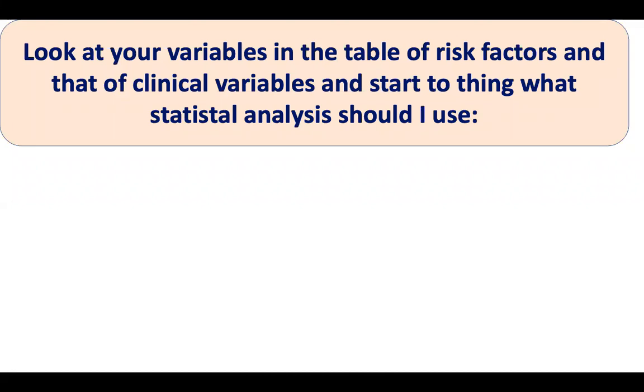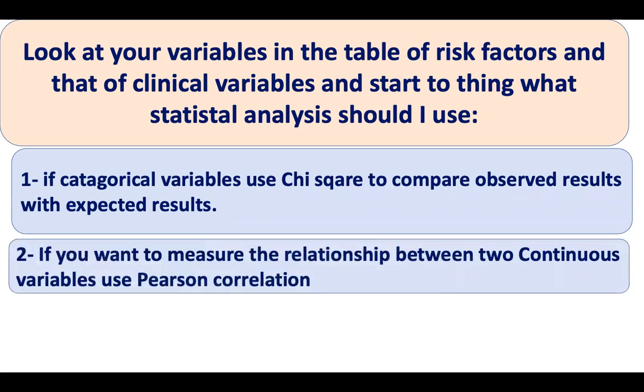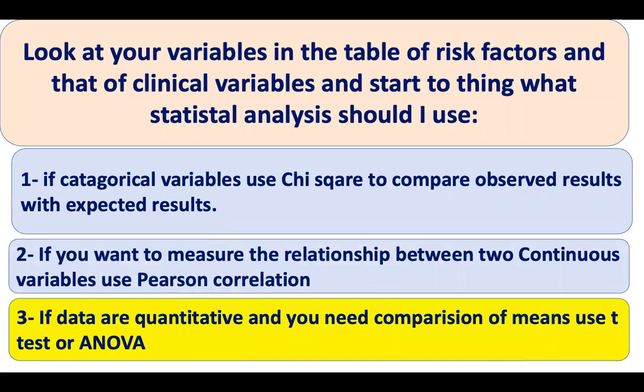What are the possibilities, maybe? Number one, if your data is categorical variables, use chi-square to compare observed results with expected results. If your data is two continuous variables and you want to measure a relationship, we have to use Pearson correlation. If your data is quantitative and you need a comparison of means, use maybe a t-test or ANOVA, depending on many things. Everyone of you knows when to use a t-test or when to use an ANOVA test.